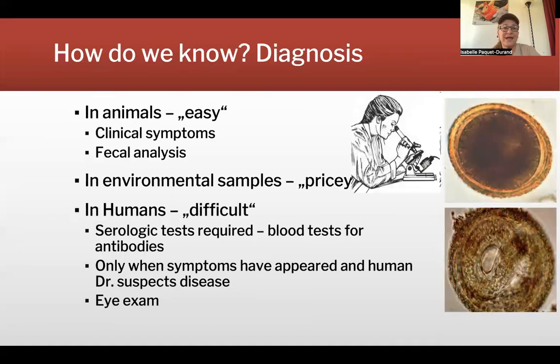So how do we know? In animals, it is, in quotation, easy with a microscopic examination of fecals. The eggs are reasonably easy to detect. In the environment, it is not as easy to detect because, again, they're microscopic and the environment is rather big. And in humans, it requires serologic tests mostly, as well as in some cases an eye exam. But again, this needs to be suspected first before it can be diagnosed.